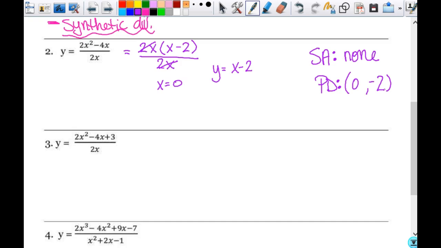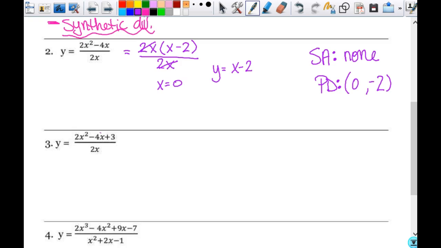Okay. Now let's look at number 3. Can you factor the numerator? I need 2 numbers to multiply to give me 6 that would add to give me 4. Does that even happen? No, that can't happen, right? So I got a couple options here. I can't do synthetic division.